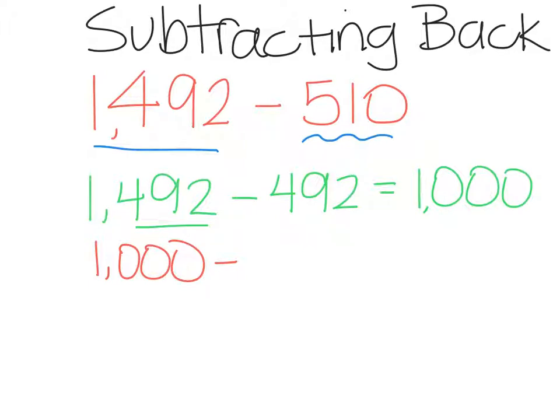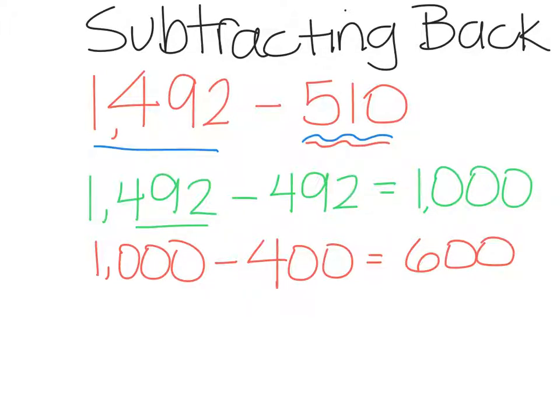And I know that I can subtract, let's see, if I subtract 500, that's going to give me 500, which is taking away too much. So I'm going to go ahead and subtract 400. And when I do that, that's going to give me 600. And now I only need to go to 510. So now I need to start taking some smaller chunks away.